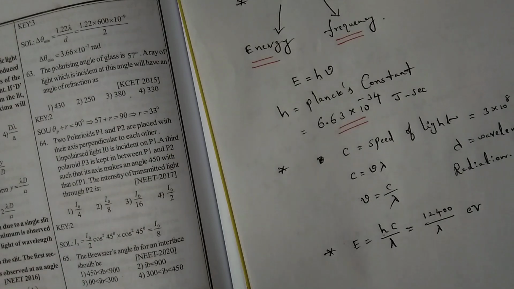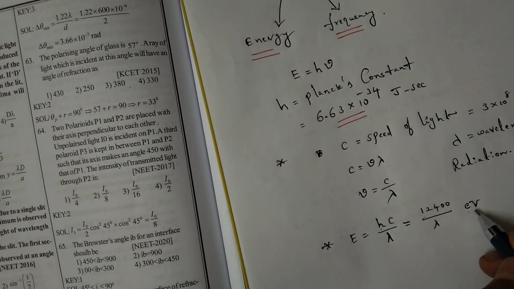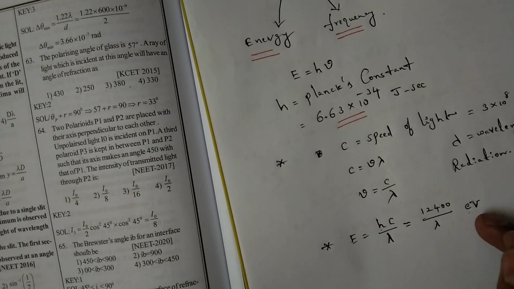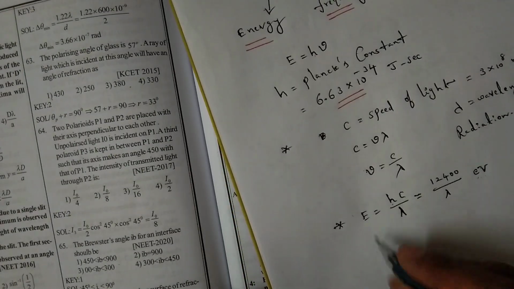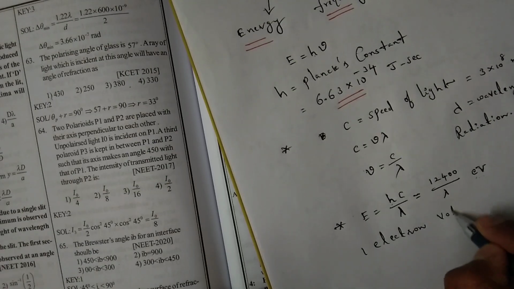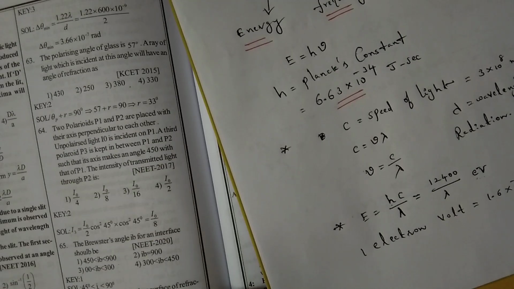Then this energy of the photon is represented in the form of electron volt. What is this? Electron volt. Generally it is in joules, but here I represent it as electron volt. How do you convert electron volt into joules? 1 electron volt is equal to 1.6 into 10 power minus 19 joules.